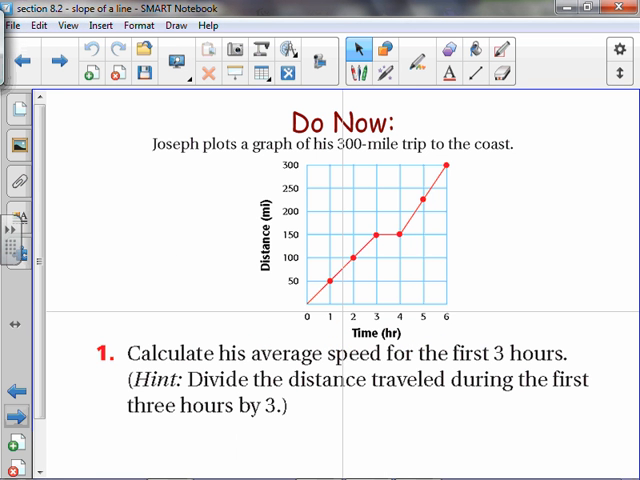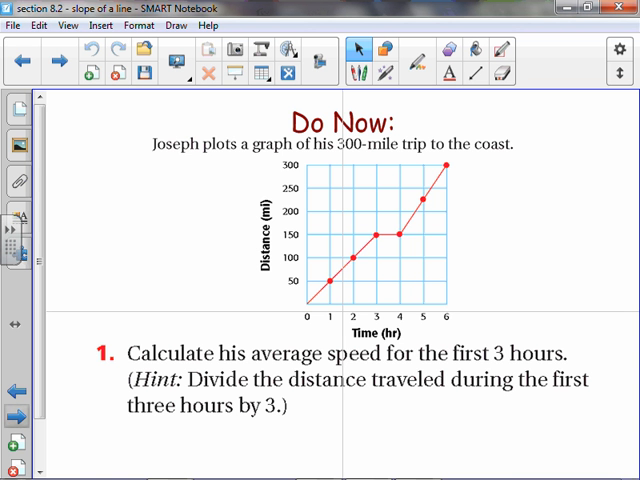First of all, do now. Joseph plots a graph of his 300-mile trip to the coast. And the graph is actually provided for us here. The question is to calculate his average speed for the first 3 hours. A hint is given to you. Divide the distance traveled during the first 3 hours by 3. So what you are going to do, you're going to pause the video. You're going to try to answer this question. You're going to come back and see if you got it correct. Go ahead and pause it now.